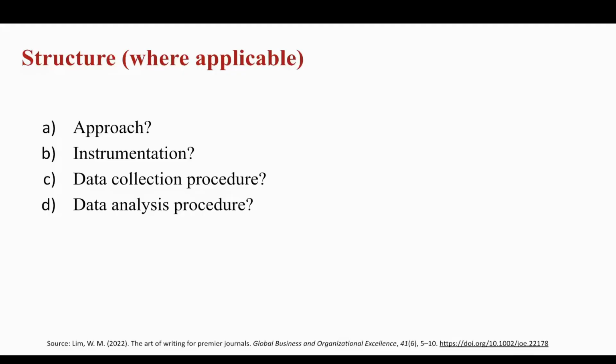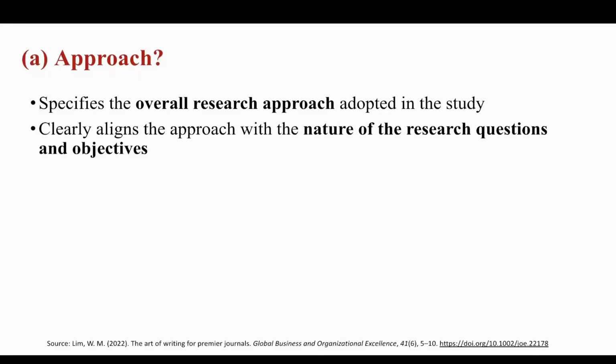Let's cover each and every section in detail so that we are clear, and let's look at some examples from research articles as well so that it is clear to us exactly what we are talking about. Let's discuss the approach first. So the approach specifies the overall research approach adopted in the study. It clearly aligns the approach with the nature of the research questions and objectives.